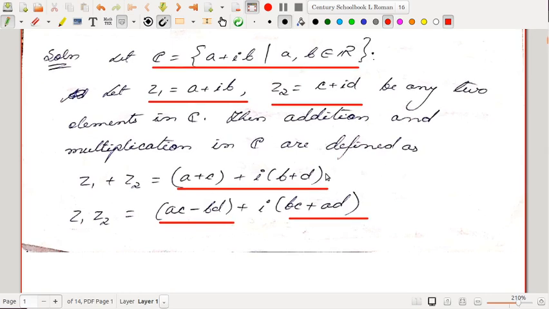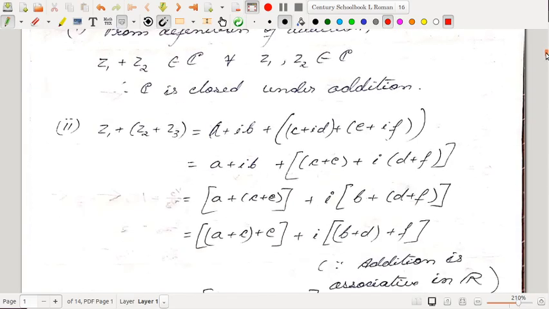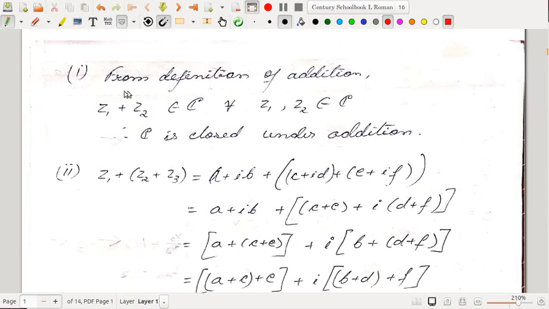So by definition, addition is closed because this is also a complex number. a plus c is real, b plus d is real, so it's real plus i into real, so it's a complex number. By definition, z1 z2 is also a complex number. So we don't have to worry much. Number one, we can just write from the definition of addition, z1 plus z2 belongs to C for every z1, z2 belongs to C. So C is closed under addition, no problem.